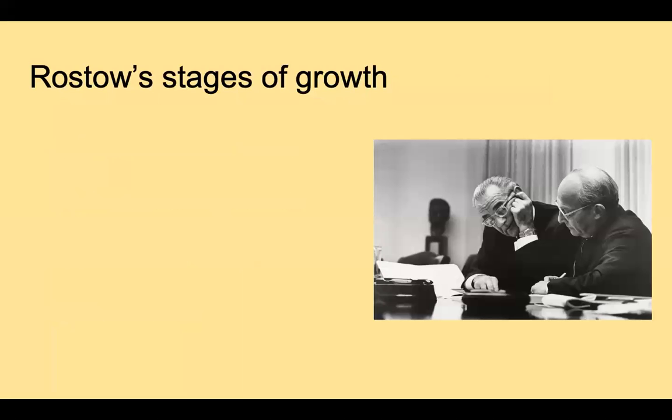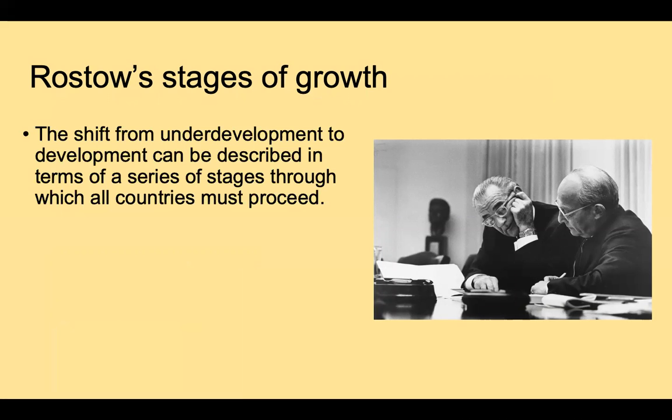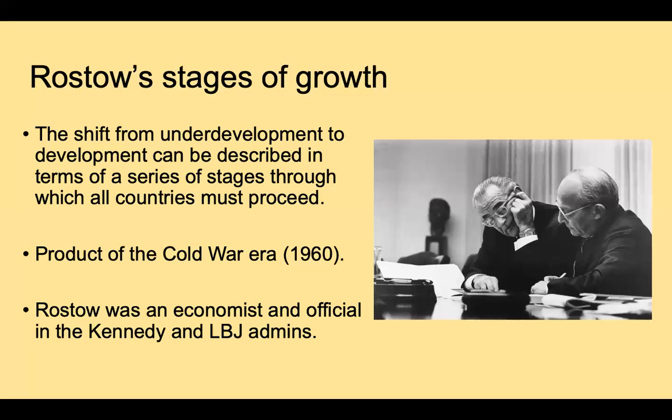The first one that we'll deal with is the linear stages of growth theory developed by the economist Rostow, who was an economist and right-wing public official who worked in the Kennedy and LBJ administrations. This is a product of the Cold War era, and in particular, it was published in his book from 1960. The main idea of the theory was that the shift from underdevelopment to development can be described in terms of a series of stages that all countries must proceed through.